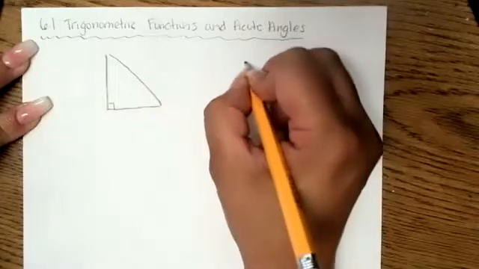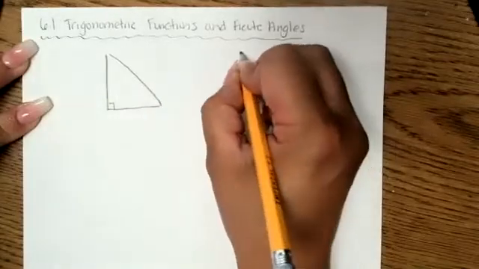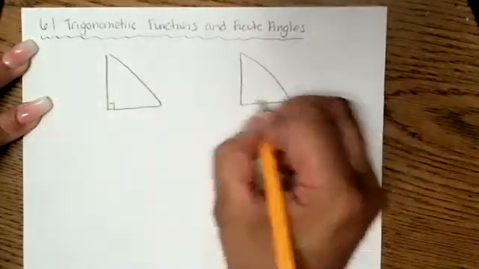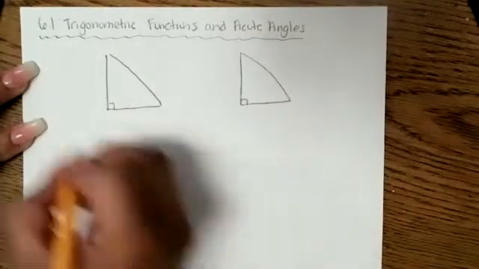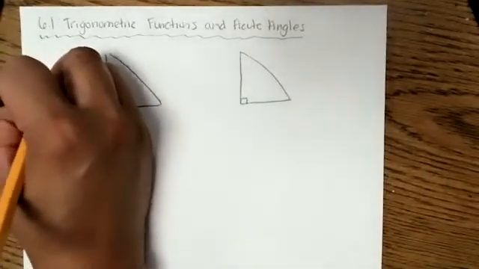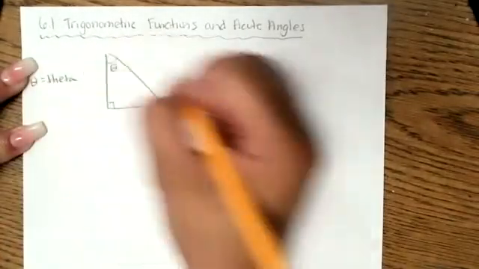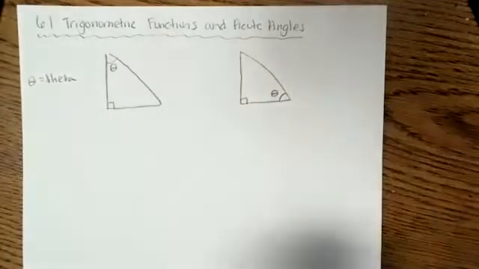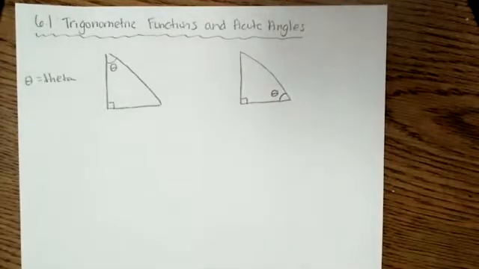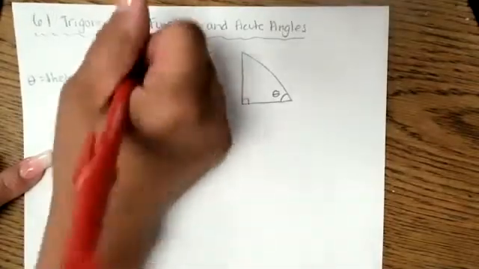I'm going to give you two different right triangles. Well, they're the same, but the angles are going to be in different locations. This is called theta. I'm going to put theta up here, and then I'm going to put theta down here. Now, opposite of the 90-degree angle is always going to be the hypotenuse.